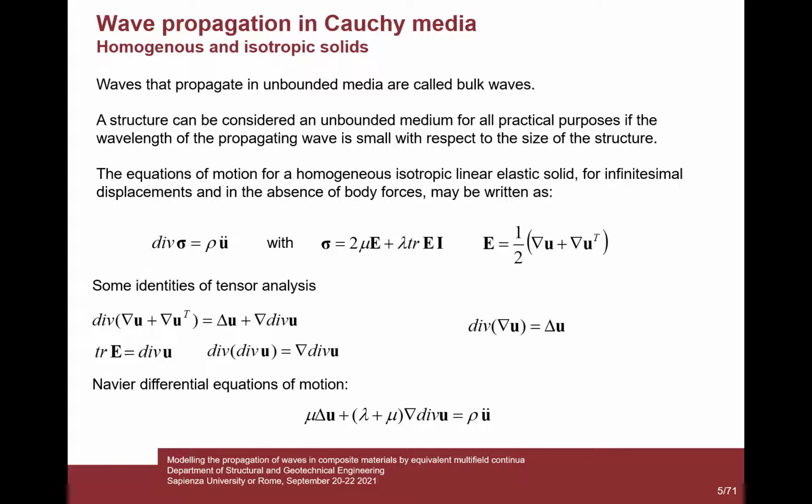All right. So I was just willing to revise the wave propagation in Cauchy media: the equation of motion and a linear stress-strain relationship, where the strain is just the symmetric part of the gradient of displacement. Now, using some tensor identities, we can obtain this Navier differential equation of motion, where the unknown of the equation of motion is just the displacement field.